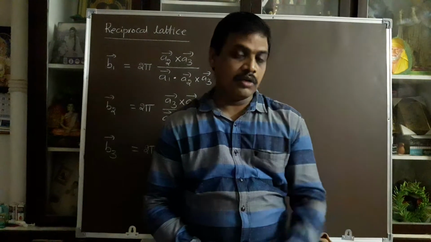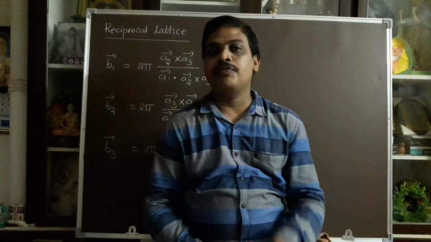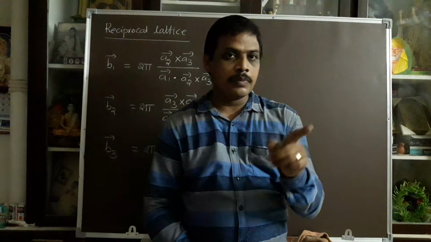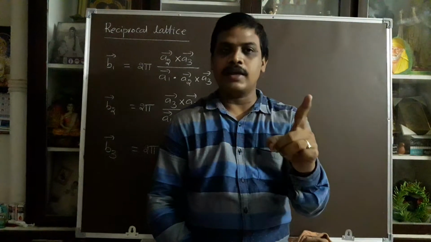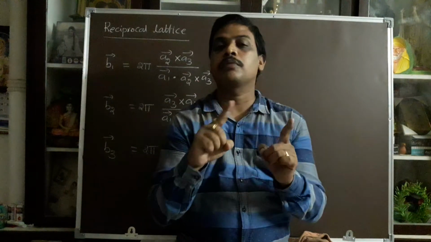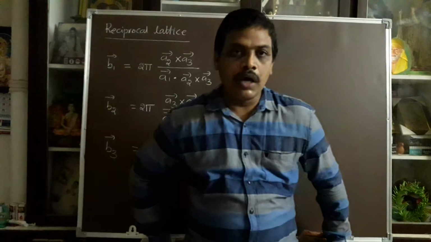What is the next structure? Body centered cubic structure. A body centered cubic structure is first a simple cubic structure, and the center of the body is occupied by one complete lattice point. So the cubic structure has one lattice point and the body center has one lattice point. 1 plus 1 is totally 2. So 2 lattice points exist per unit cell.